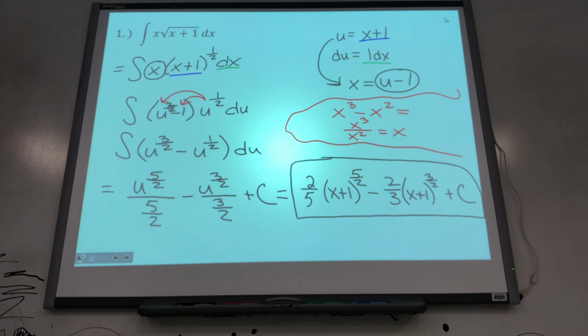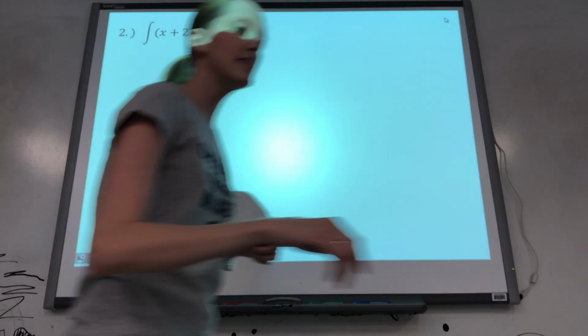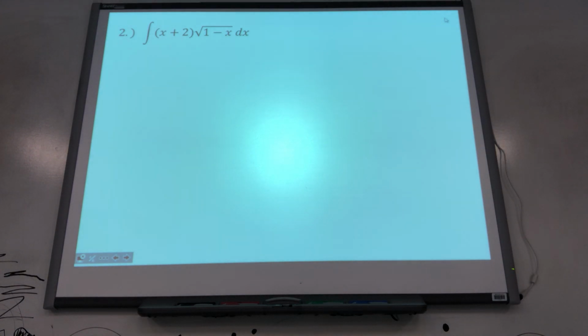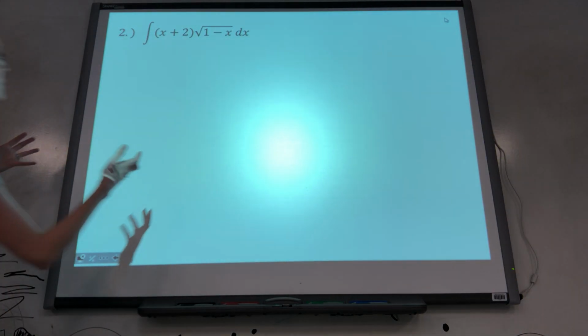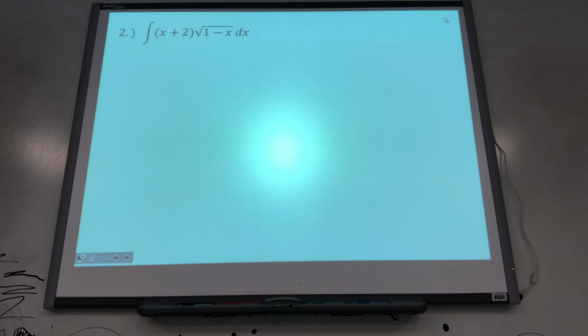Anybody else? Good stuff. All right, let's try a couple more here. Example 2. And when you get to something like this on a test or a quiz, it's not going to say in the directions that it's going to be a change of variable. It's one of those things you have to just kind of pick up on and notice.